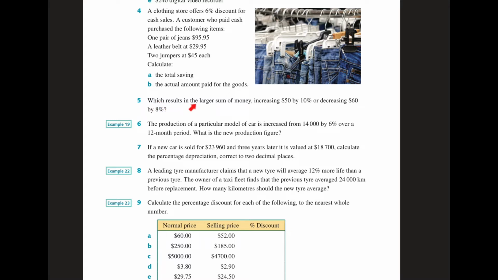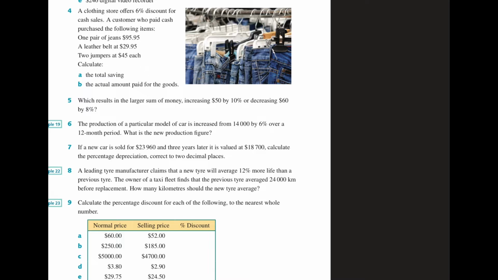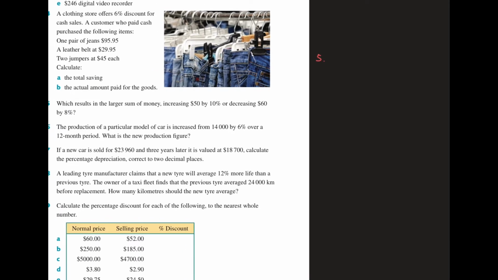Which results in the larger sum of money, increasing $50 by 10% or decreasing $60 by 8%? Okay, so let's work it out. Question 5. So increasing $50 by 10%. $50 by 10% is $5, so then you get 55.